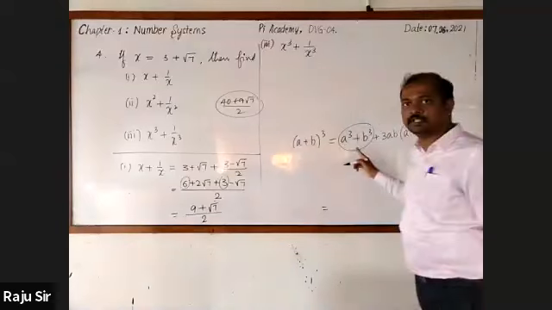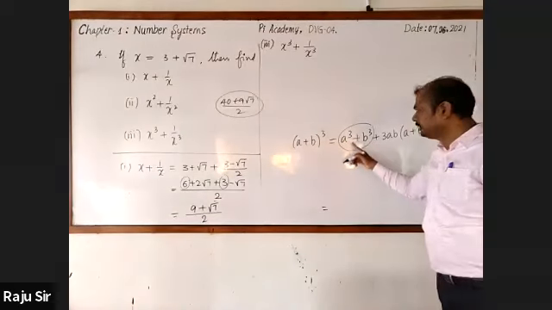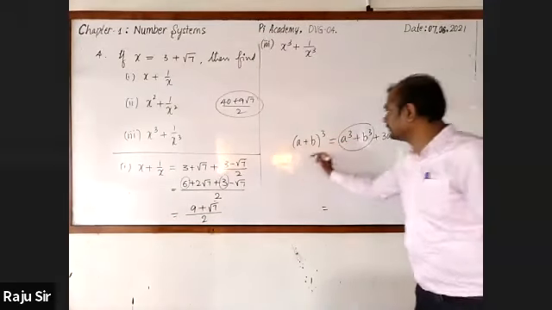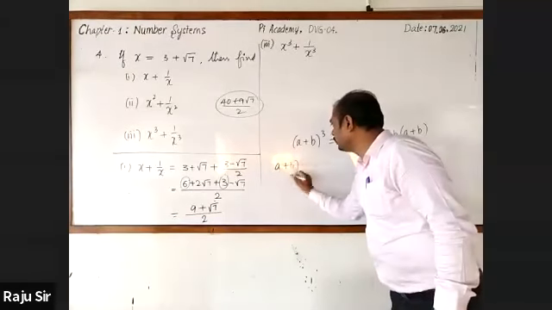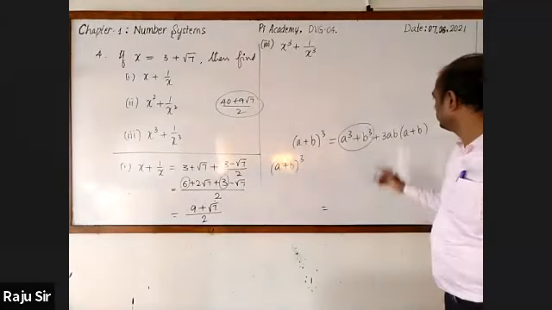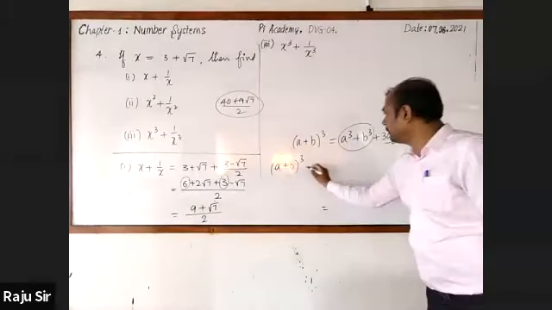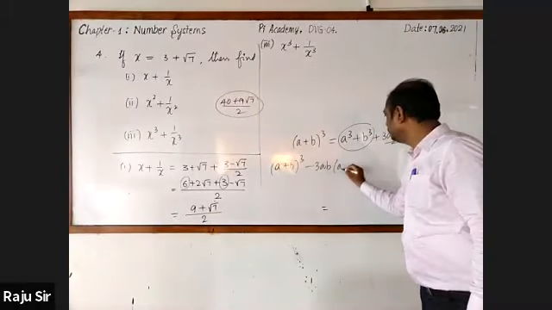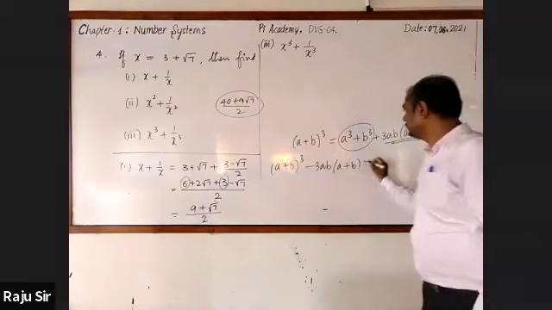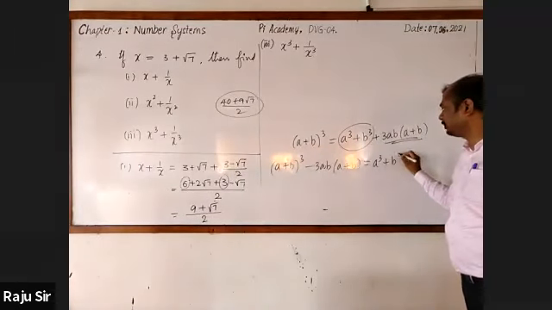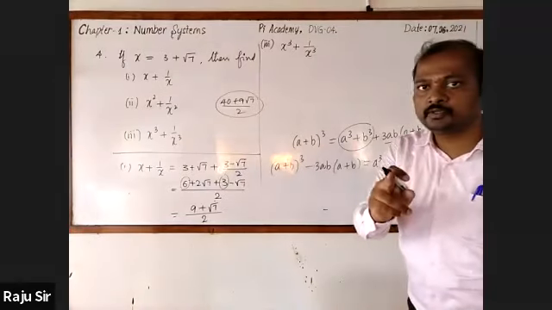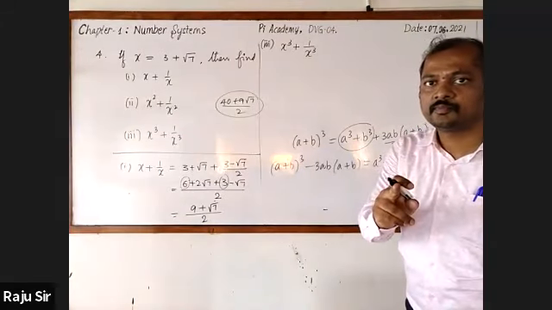Observe, I am solving this. Look at the board. A cube plus b cube: it is a plus b whole cube, and take this term to the left hand side, minus 3ab into a plus b. That is equal to a cube plus b cube. Understood? Yes, sir. Okay.